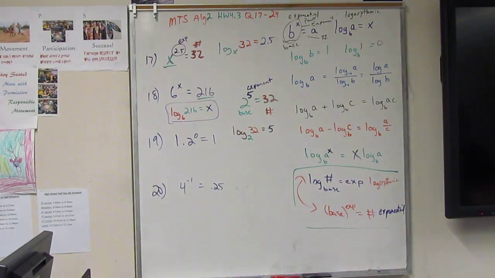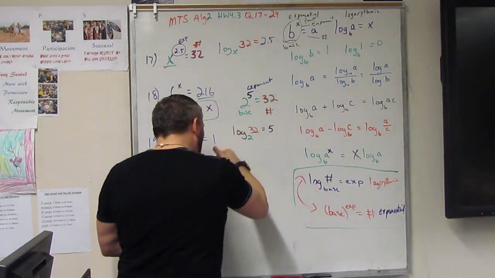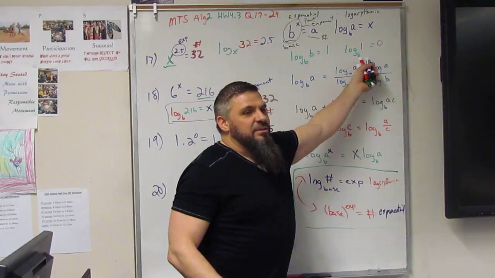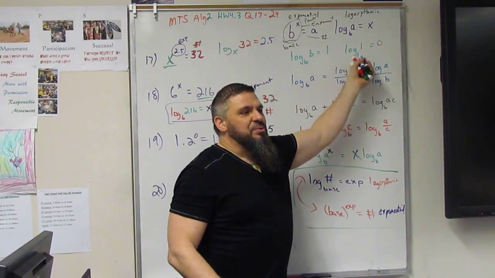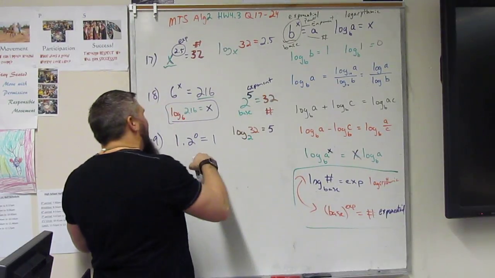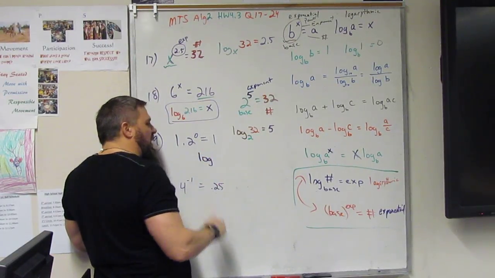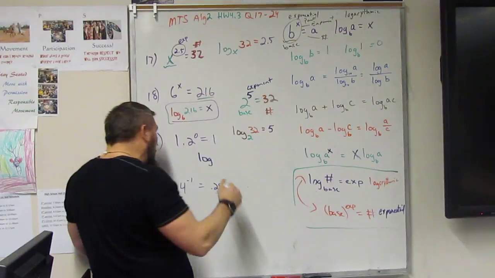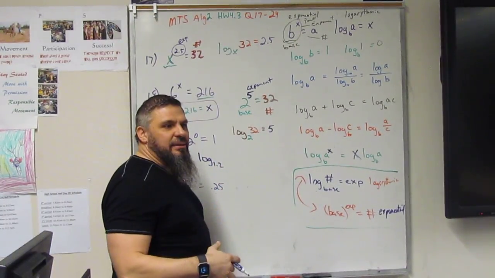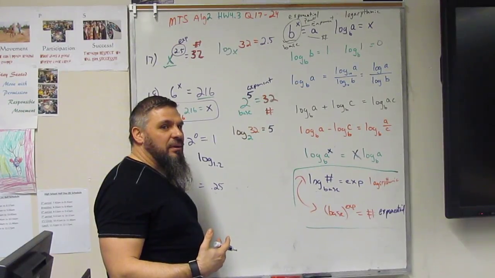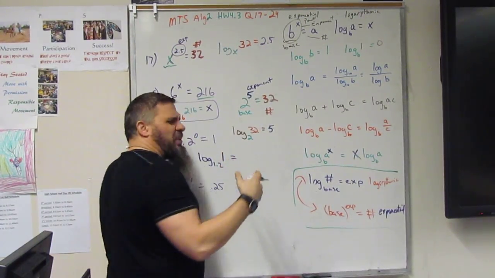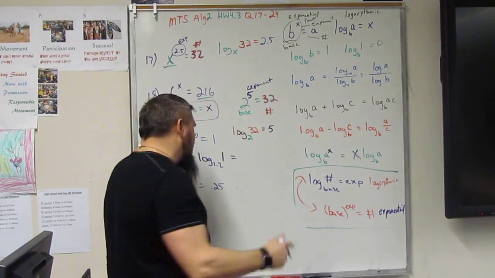Okay, so let's talk about this one, and this comes into one of these rules, and why these are the rules. So what's the base? So the log base what? 1.2. And what's the number? 1. Is equal to what? 0.